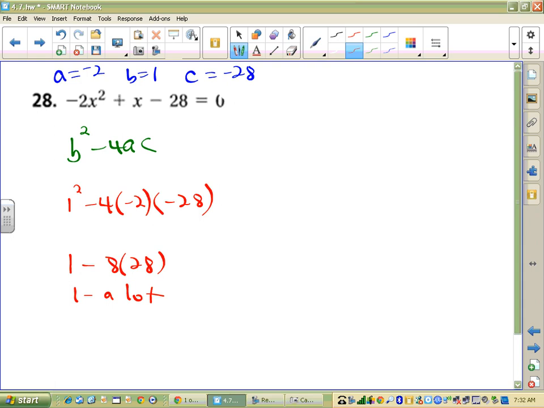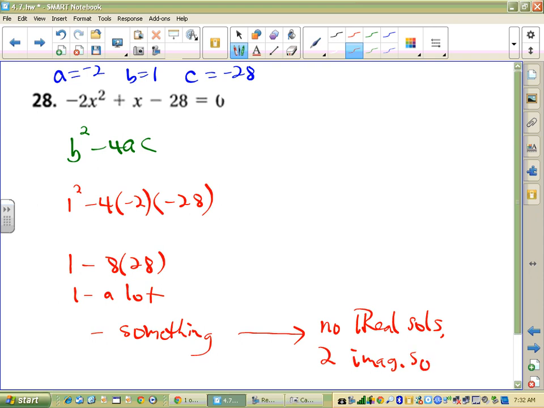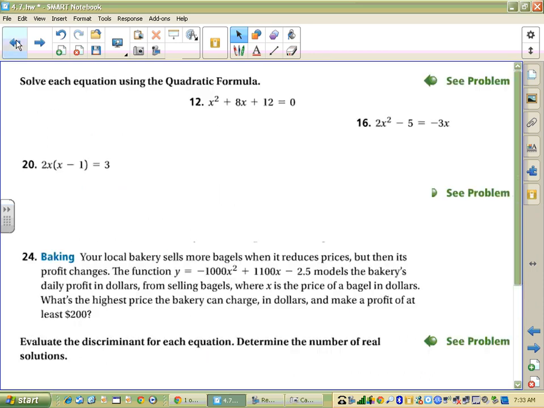Now you might say, well, that's kind of cheap. Well, yeah, it is. Okay, but 1 minus a lot is going to be negative something. And I don't even care what negative it is. It's negative something, which tells me that there are no real solutions, but there will be 2 imaginary solutions. Okay? So I don't even care exactly what the discriminant is. I just want to know, is it positive, is it negative, is it 0? And in this case, it's 1 minus a lot, so it's negative something. Okay? So that's 28.